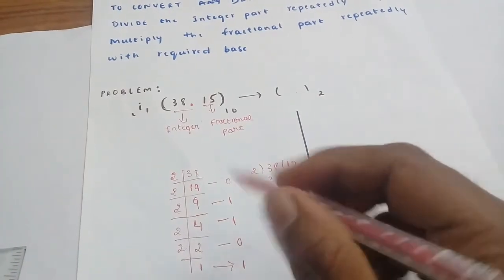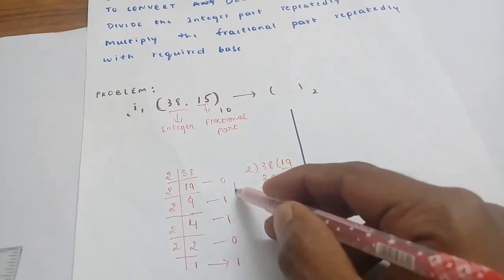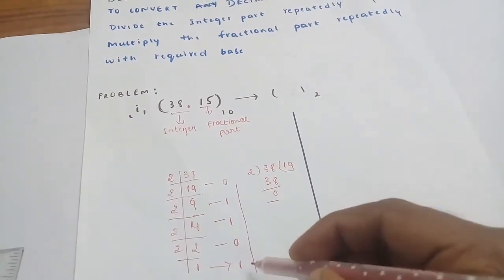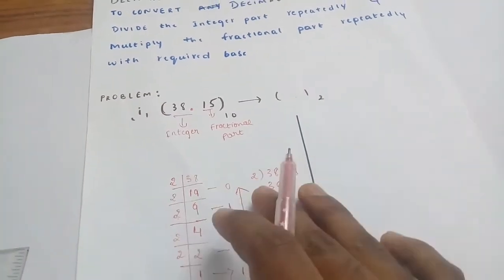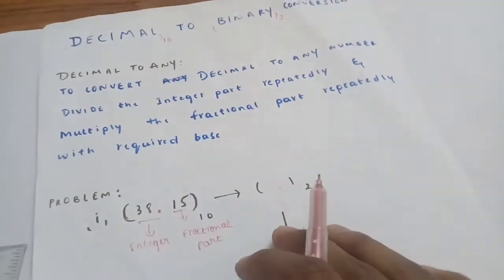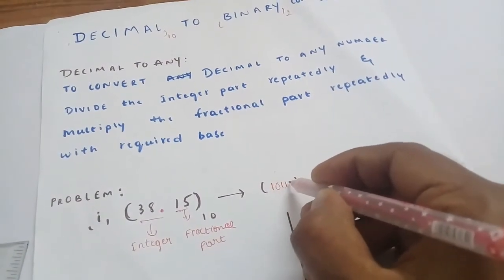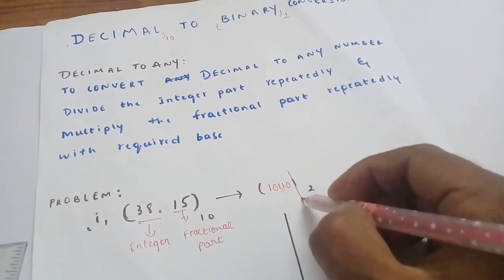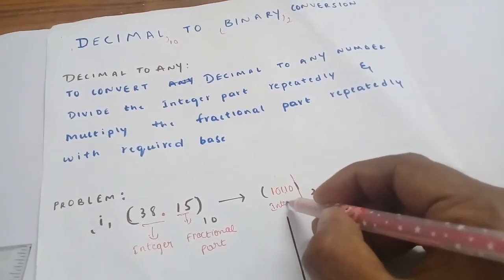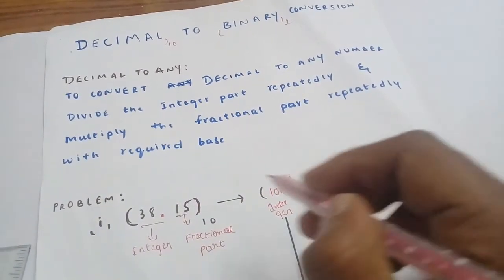And the equivalent binary number for the integer part 38 will be read from bottom to top: 100110. It is the integer part. The equivalent of 38 is 100110.